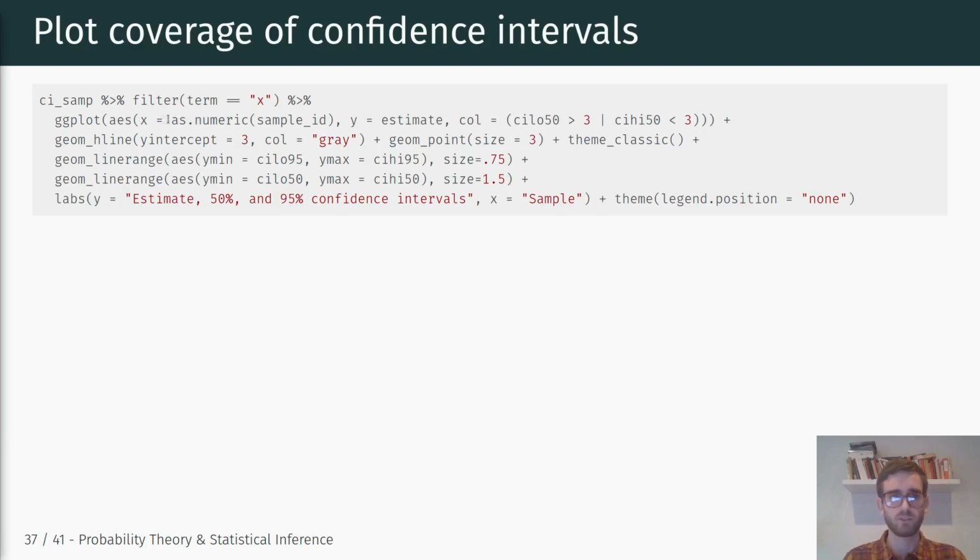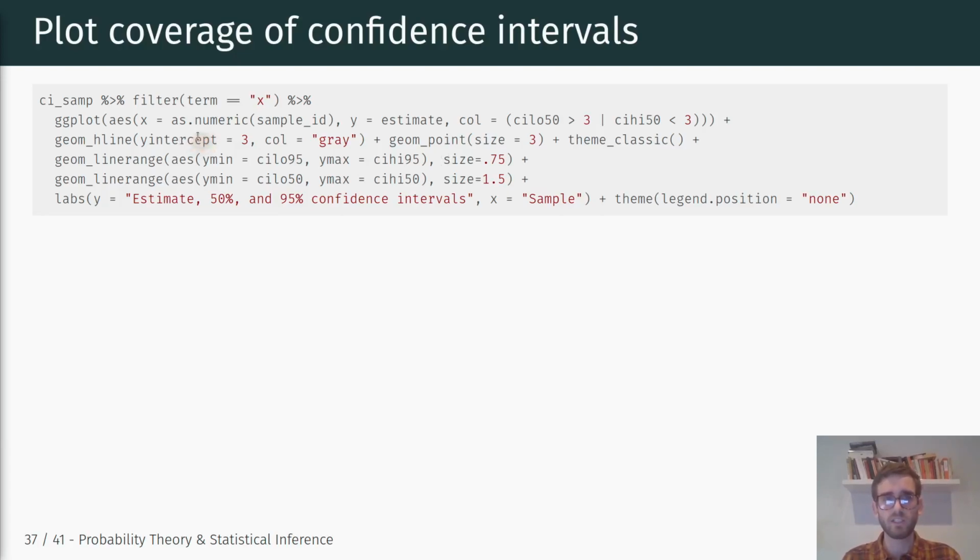Then we'll create a little ggplot with two or three aesthetic mappings. On the x-axis we have the sample ID. On the y-axis we have our estimate, and we will specify a color mapping dependent on whether the 50% confidence interval includes the true value, which, if you remember from our simulated population, is equal to 3. So we will have two different colors of these confidence intervals depending on whether the 50% confidence interval includes the true value or does not include the true value.